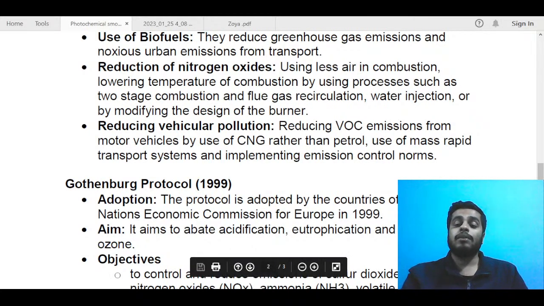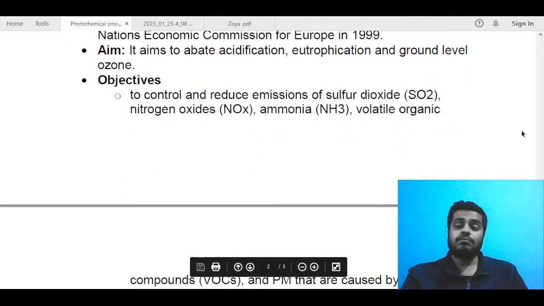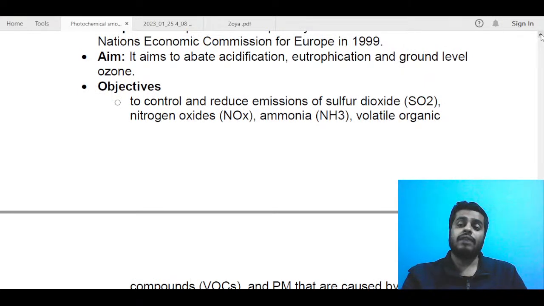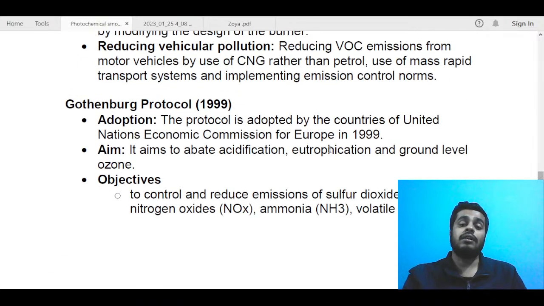Next, we move on to talking about the Gothenburg Protocol. In the question itself, they have mentioned 1999, so from there you could have taken a cue. It was adopted for the first time in the year 1999. The protocol was adopted by the countries of the United Nations Economic Commission for Europe, that is UNECE. This is a body of the United Nations, and the parties to it are basically most of the European countries.